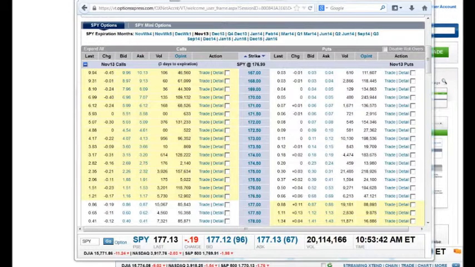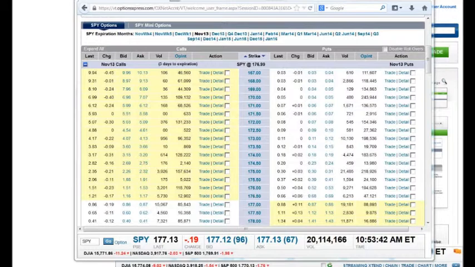Now, with options, there's just two parts: calls and puts. Pretty simple. You buy a call when you believe the stock price is going to go up. You buy a put when you believe the stock price is going to go down. You're looking at a chart of the stock. If the chart's telling you the stock's going to go up in price, go buy a call. If the chart's telling you the stock is going to go down in price, then go buy a put. And I keep emphasizing buy a put because that's what you do. And we'll get into that a little bit more in just a minute.